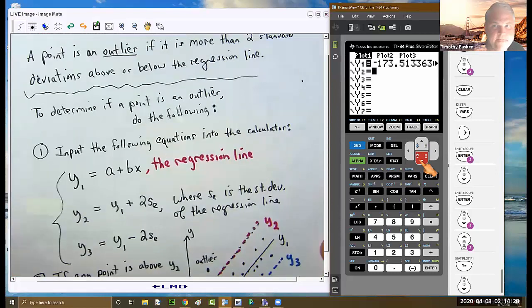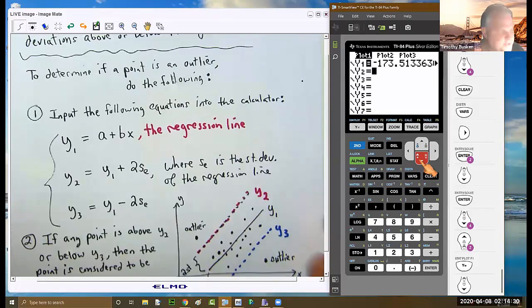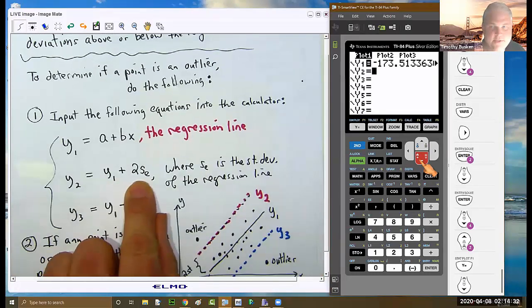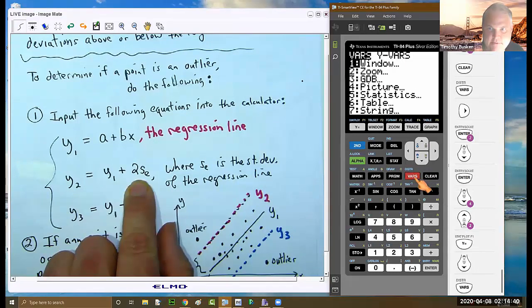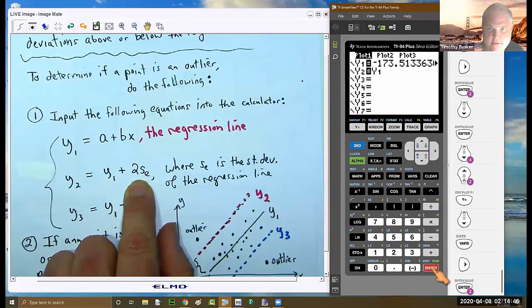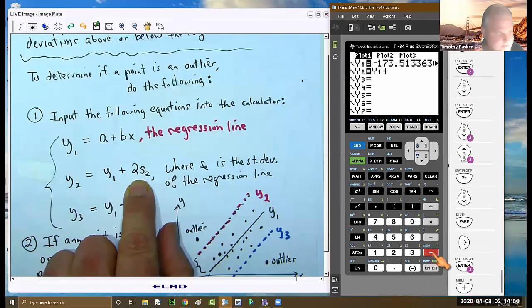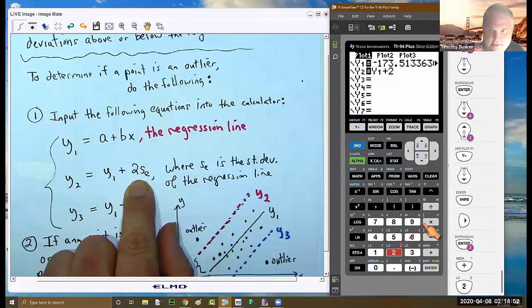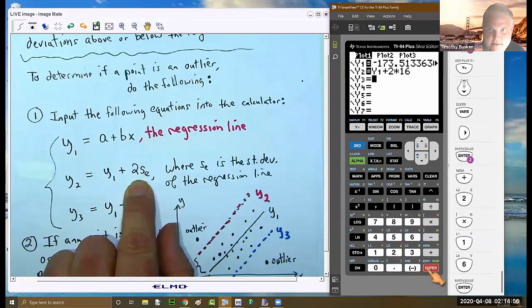Okay, so now I want to define Y2 as Y1 plus 2 SE. How do I do that? I'm going to put Y1 in where my cursor is. To get that done, I'm pressing the VARS button, arrowing over to Y-VARS, and hitting enter twice. That pastes in Y1 plus 2 times the standard deviation, which we found was 16, when I hit enter.